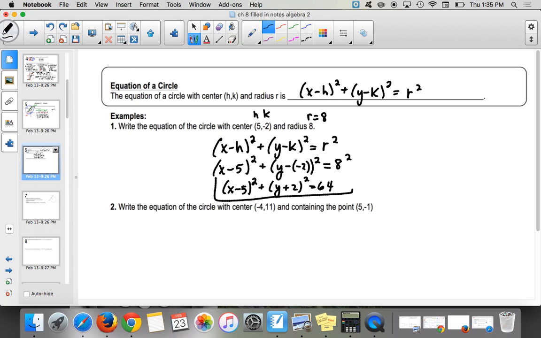Some of you guys will be able to jump to that last step right away. I recommend that you do. Don't write out all that work for just that. Does that make sense? You're just plugging and chugging, putting those in there.